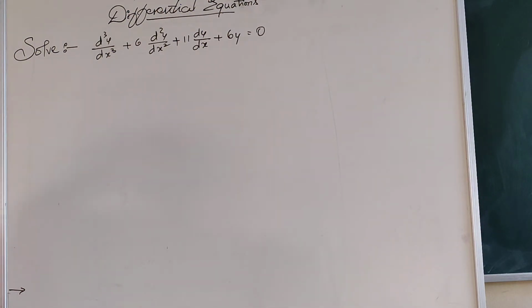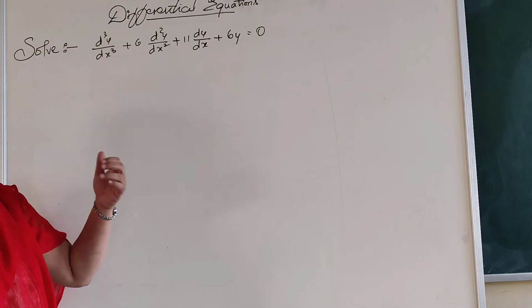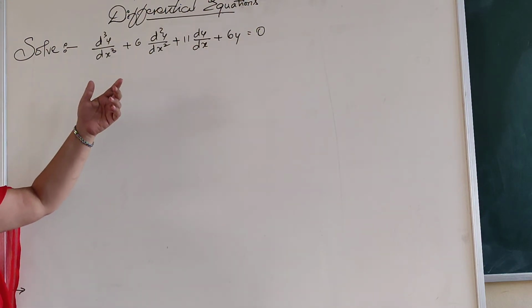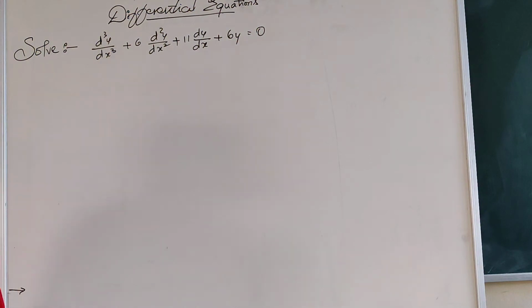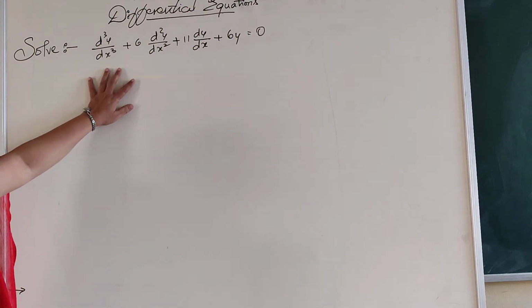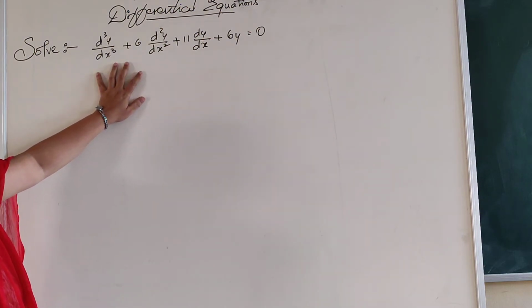Once again, let me remind you, when do you call a differential equation homogeneous? Whenever you don't have the RHS other than 0, nothing else will be there. It's not a function of x, it's just a 0. Then it is said to be a homogeneous differential equation, and of course this is of higher order but linear.